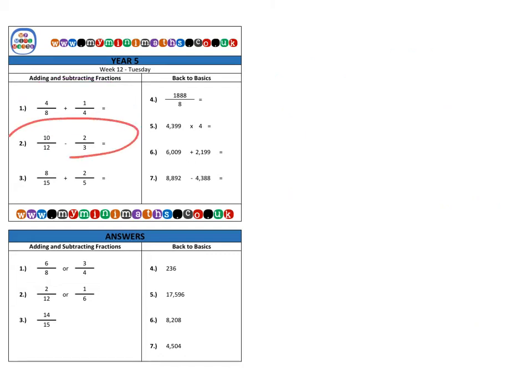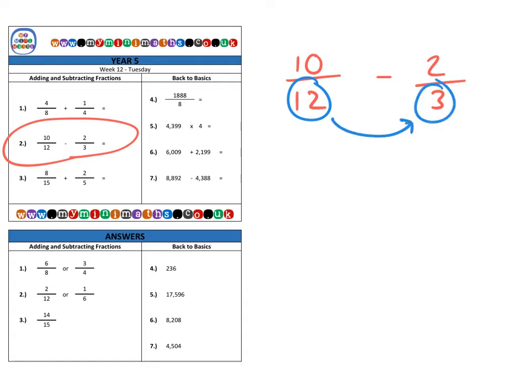And next we're on to question 2, which is 10/12, and I'm going to subtract 2/3. So again, let's look at these denominators, and we need to make sure that they are the same. And we can clearly see that the 3 can change into a 12 quite easily. So 12 is going to be our new common denominator to help us calculate this subtraction question.